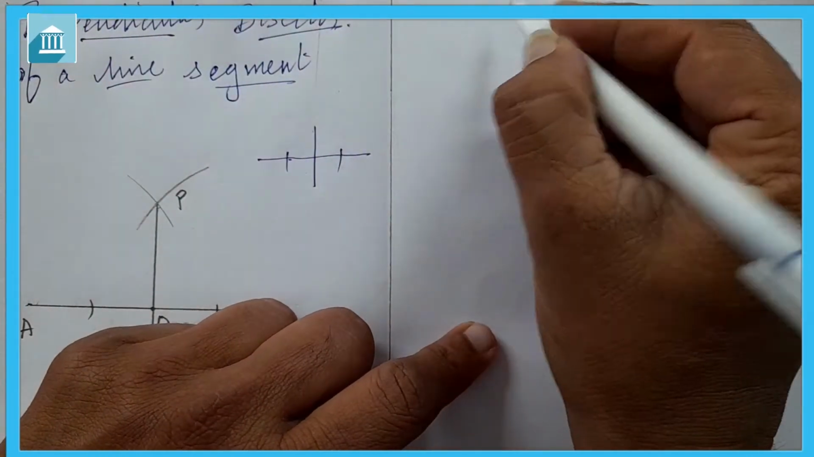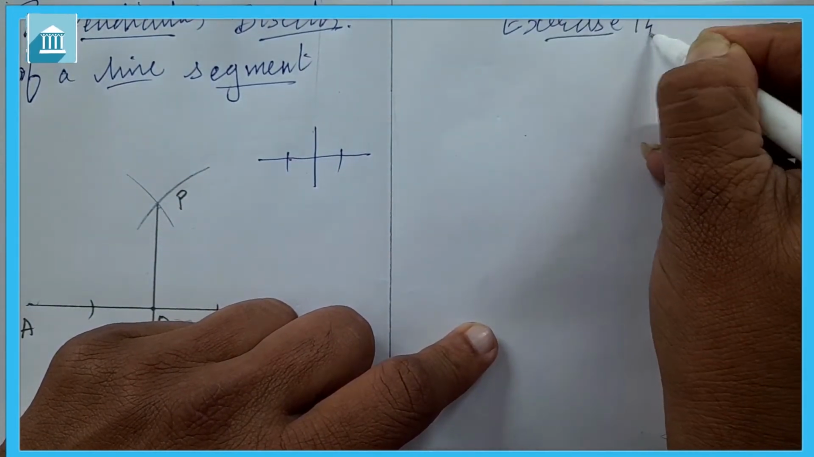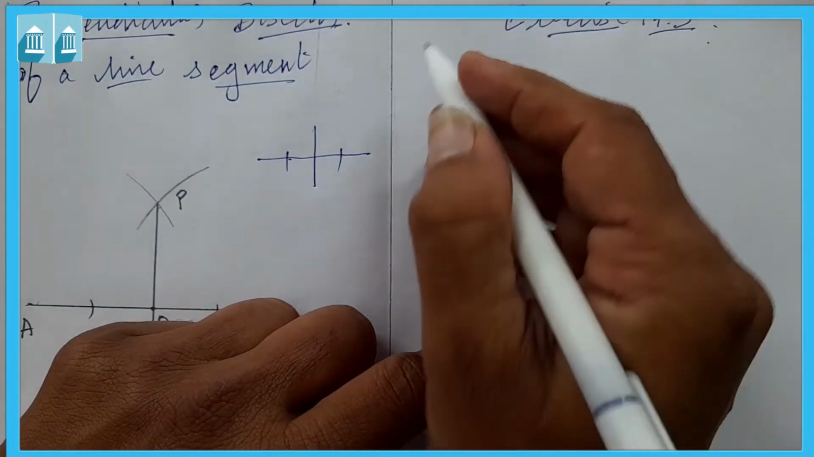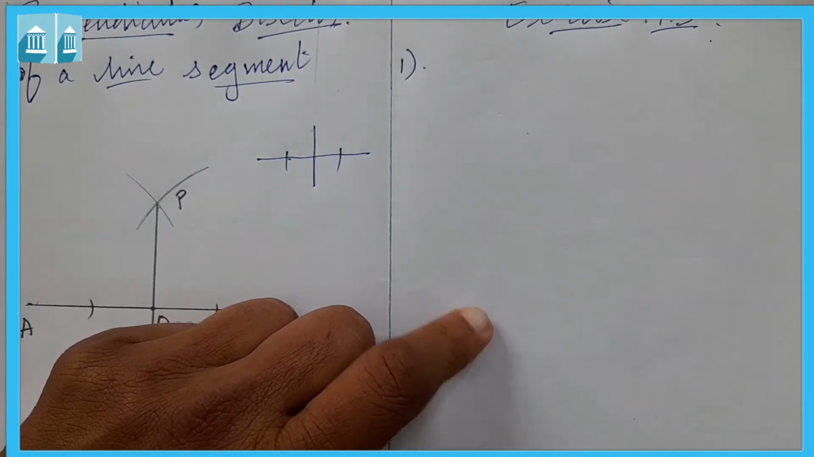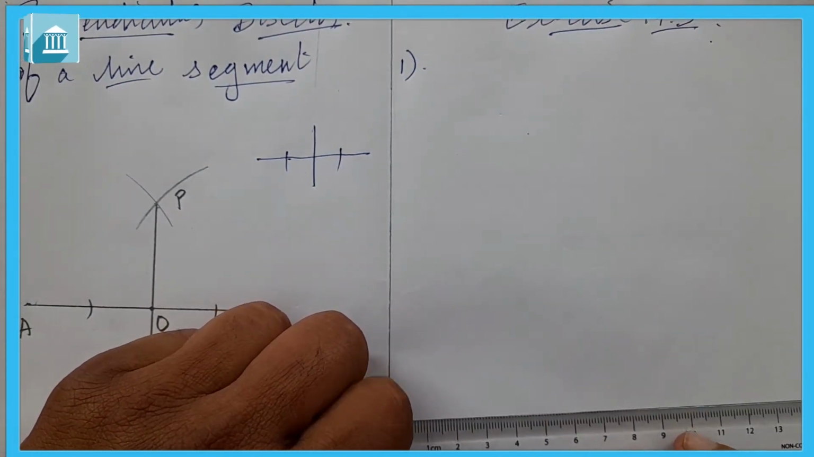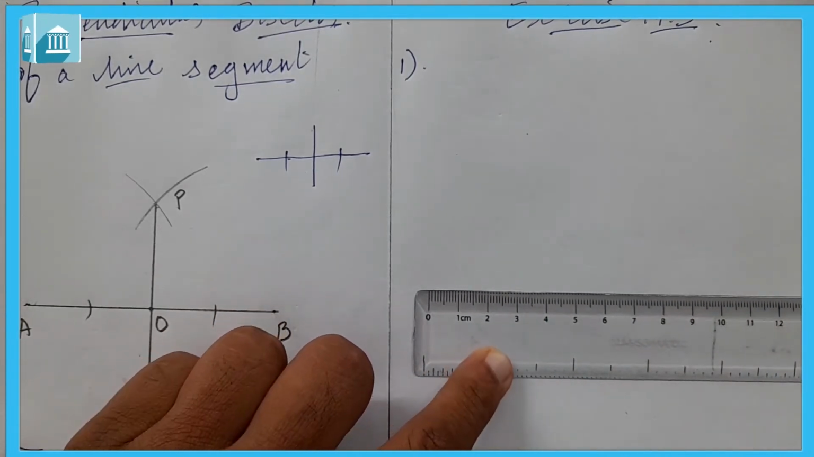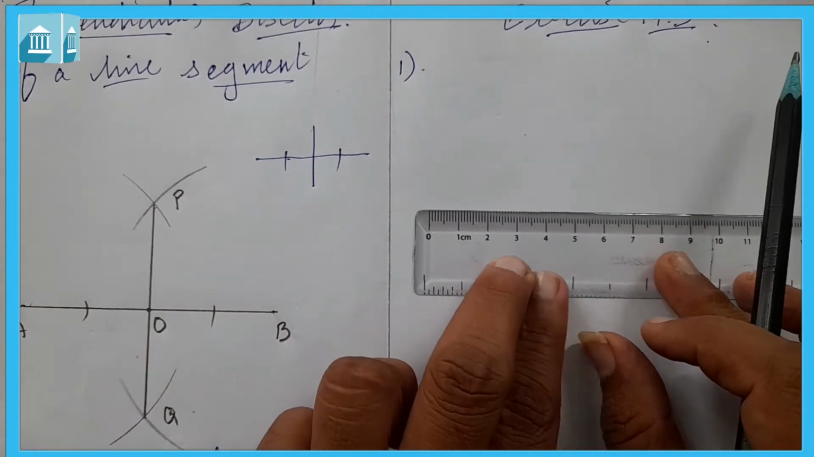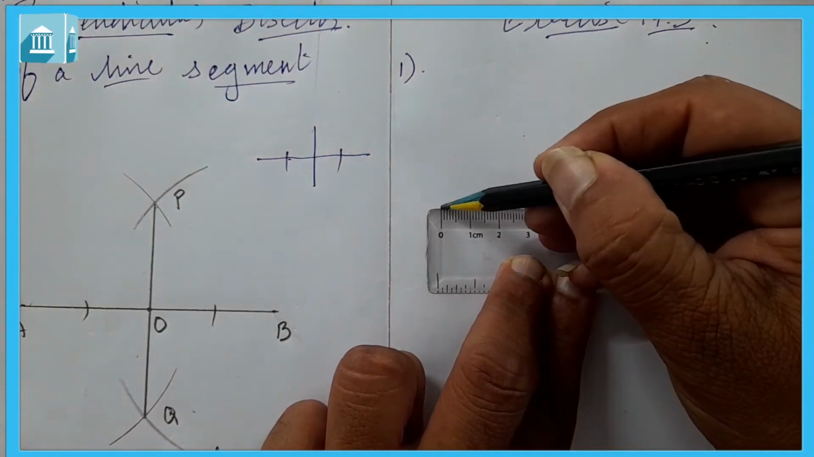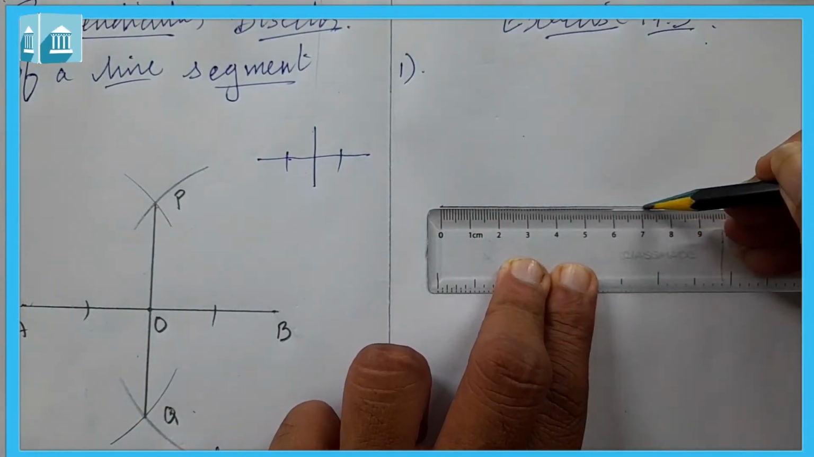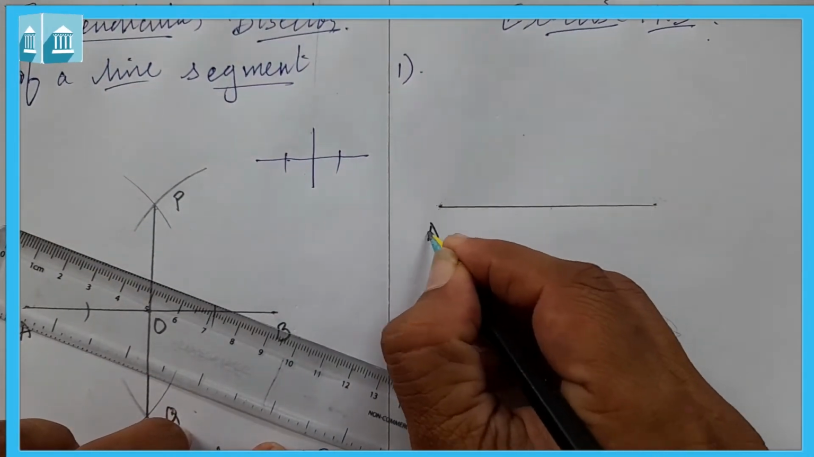Now let us see exercise 14.3, question number 1. Question number 1 says: draw a line segment AB of length 7.3 centimeter and find its axis of symmetry. Axis of symmetry means we have to draw its perpendicular bisector. So first we will draw the line segment AB of 7.3, from here to 7.3, and name it AB.